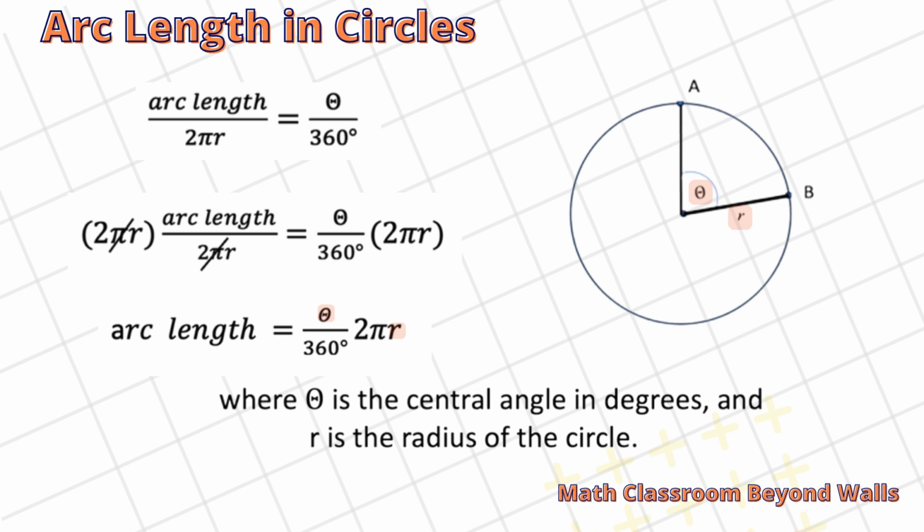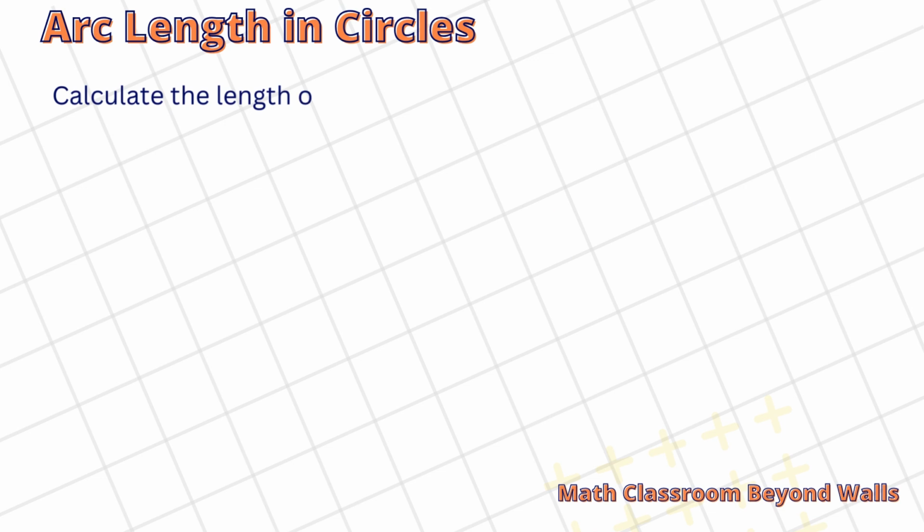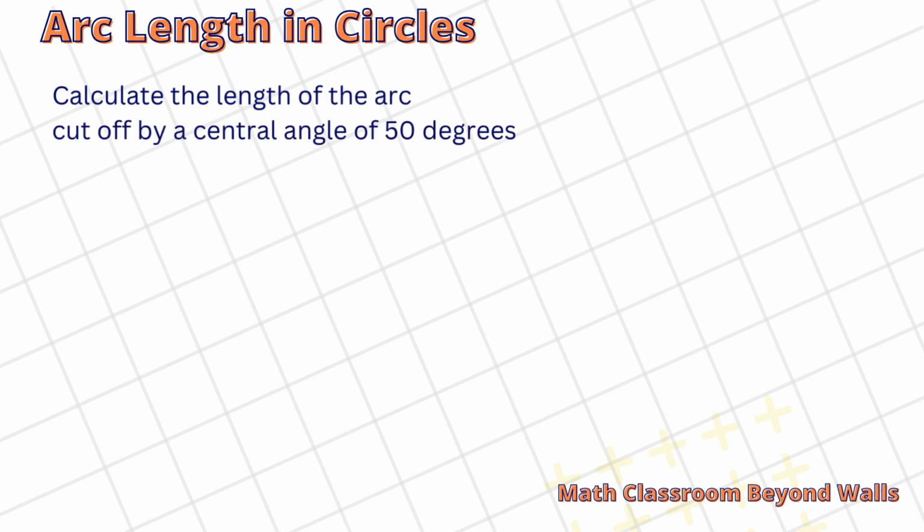Okay, let us use the formula in solving some problems. Here's the first problem. Calculate the length of the arc cut off by a central angle of 50 degrees in a circle with radius of 7 inches.